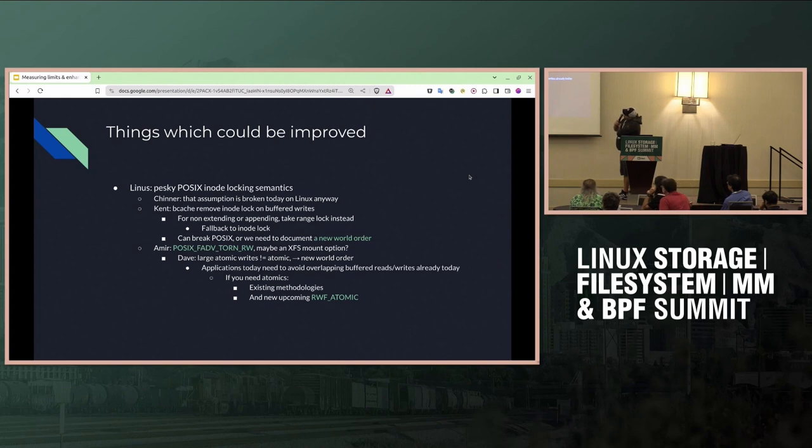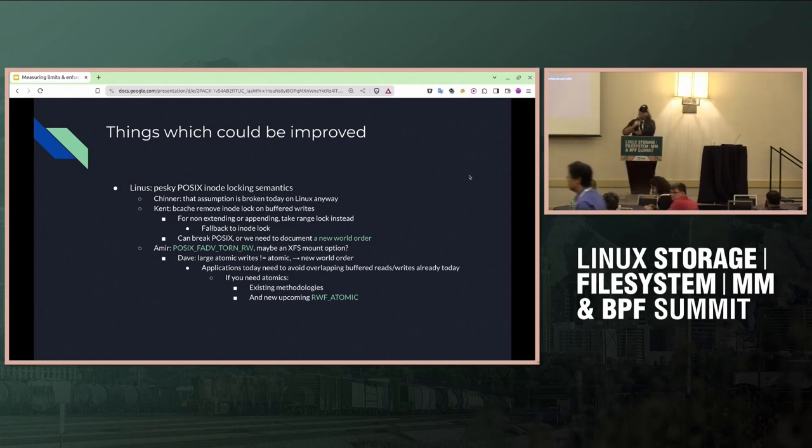And essentially what Kent then ended up doing was extending or appending, taking the lock range instead, and when that doesn't succeed, you fall back to the inode lock. So this can break POSIX, but the question that I think it would be great to reach consensus on is: do we care? It sounds like we're already not respecting that, and it sounds like people don't want that world anyway. So it begs the question of what to do if we want a world where we are not following that.